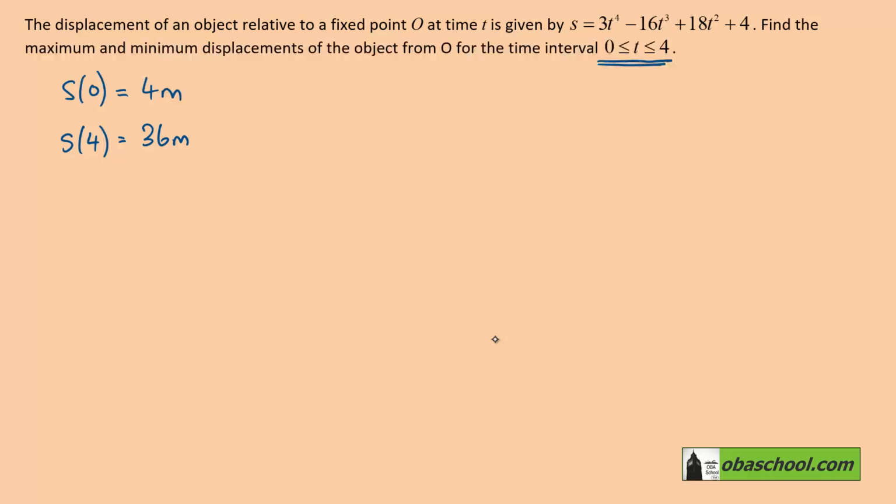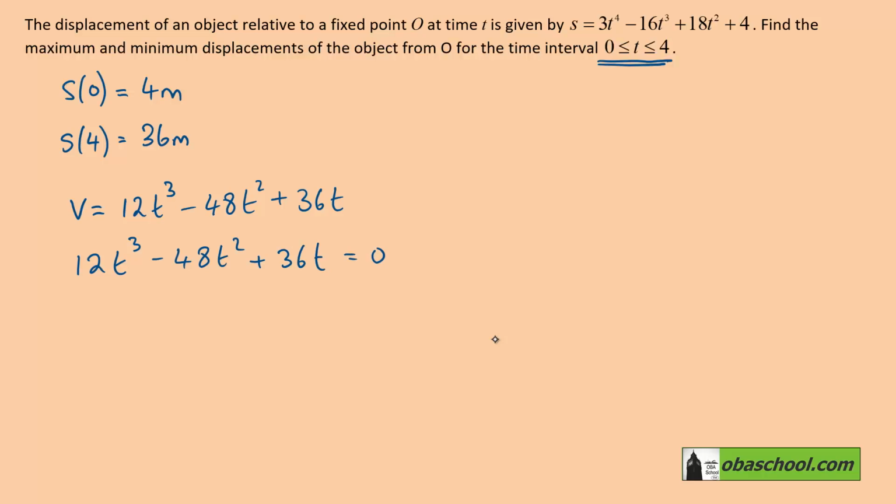Now we want to know if there's any local maxima or minima. So if we differentiate the displacement, we get velocity, and that's going to give me 12t^3 - 48t^2 + 36t. And if we want that to be equal to 0, which is how we're going to find our maxima and minima, then let's put that equal to 0.